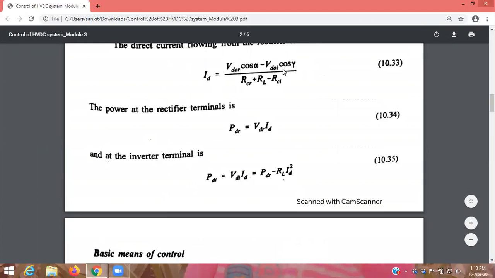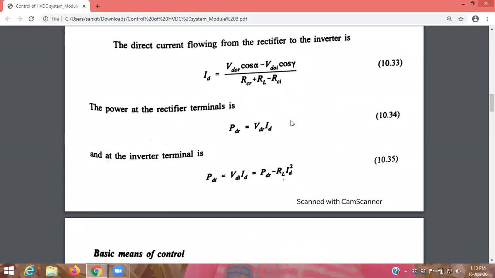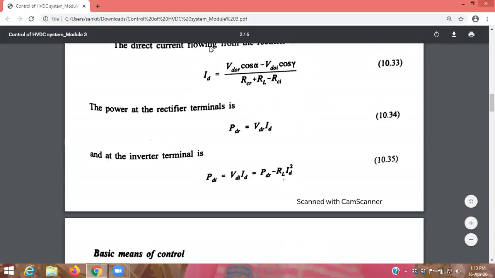Now if this firing angle and this extension angle are constant, then this ID is directly dependent on this VD0R and this VD0I. That means that this VD0R or this VD0I is directly proportional to the phase voltage, that is the EMF induced, the voltage induced across the transformer secondary winding. And if the line voltage changes, the voltage induced across the transformer winding changes, and this VD0 will change, this ID will change.